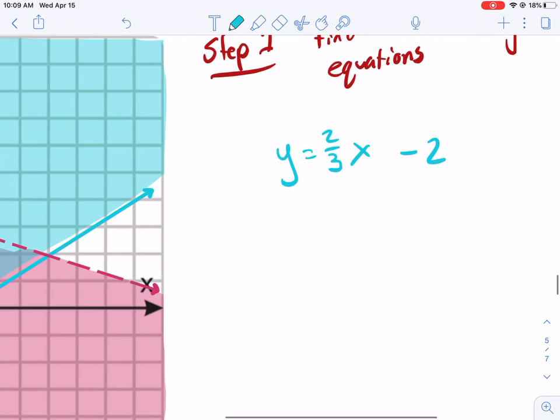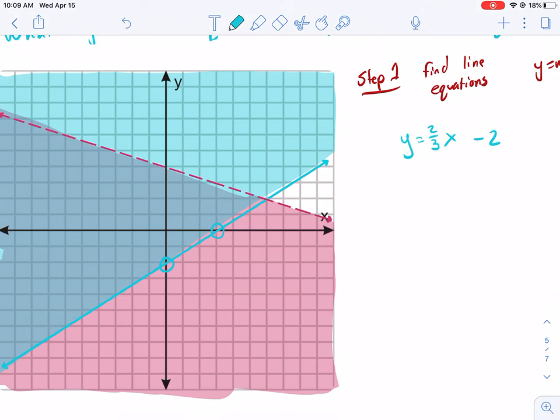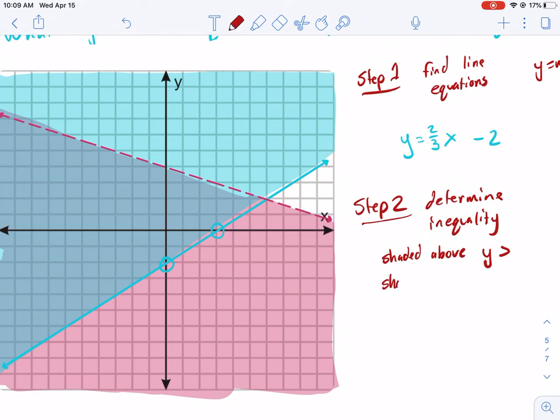Now, I can't keep the equal sign because these are inequalities that we're talking about, so I need to change it to the inequality. Well, check to see if it's shaded above or below. So determine inequality. If it's shaded above, it's going to be y is greater than, and if it's shaded below, then it's going to be y is less than. Okay, in this case, it's shaded above, but that's not all.